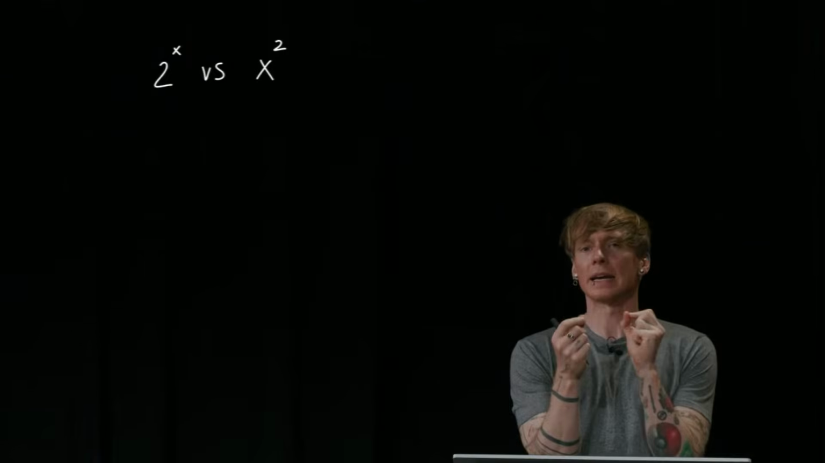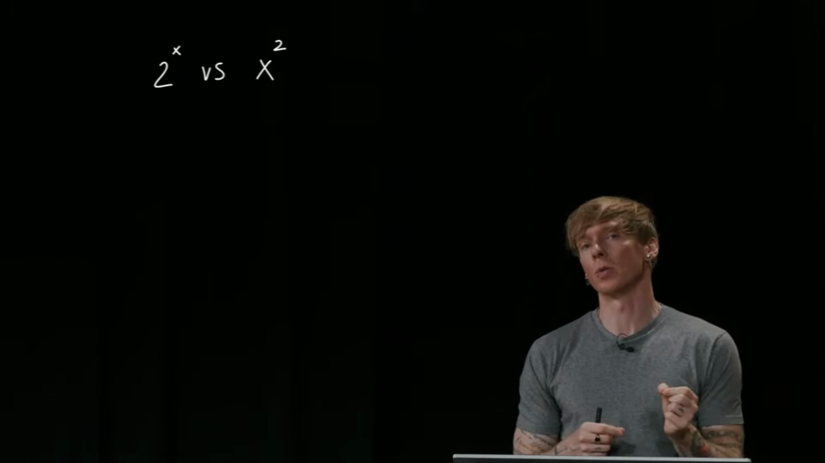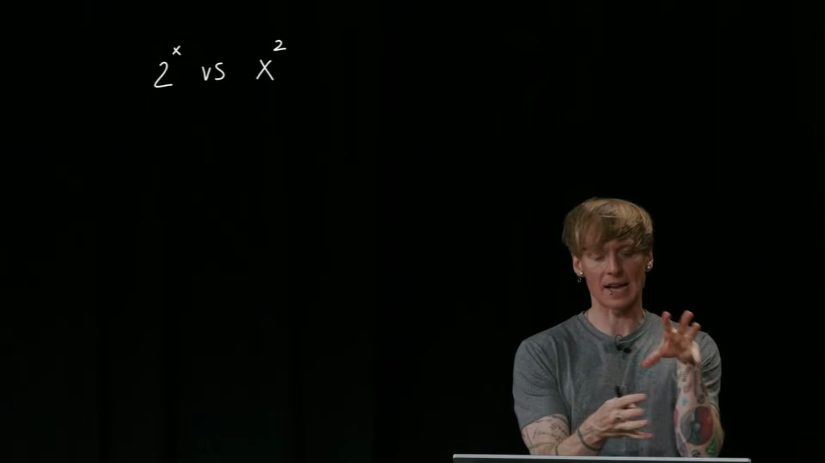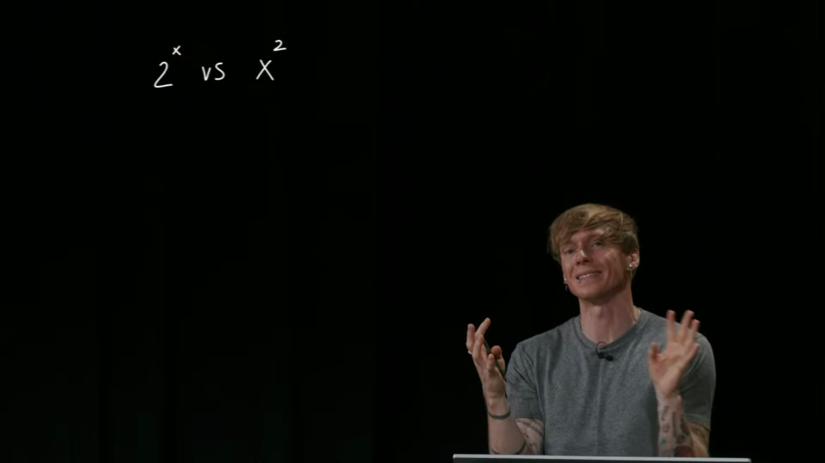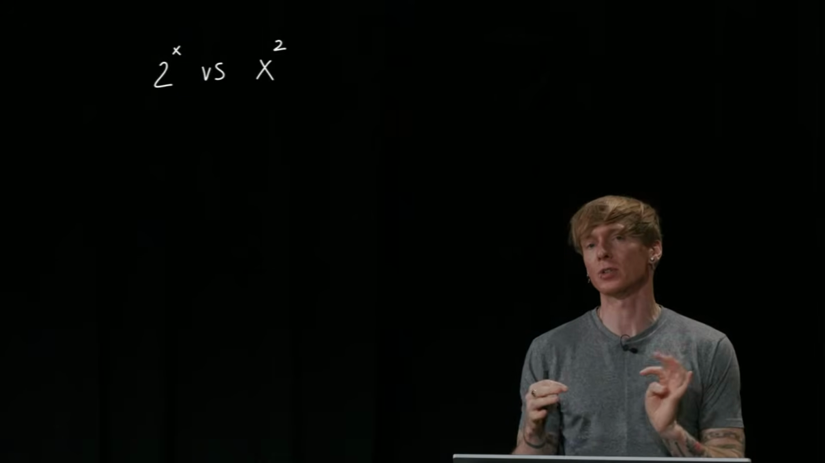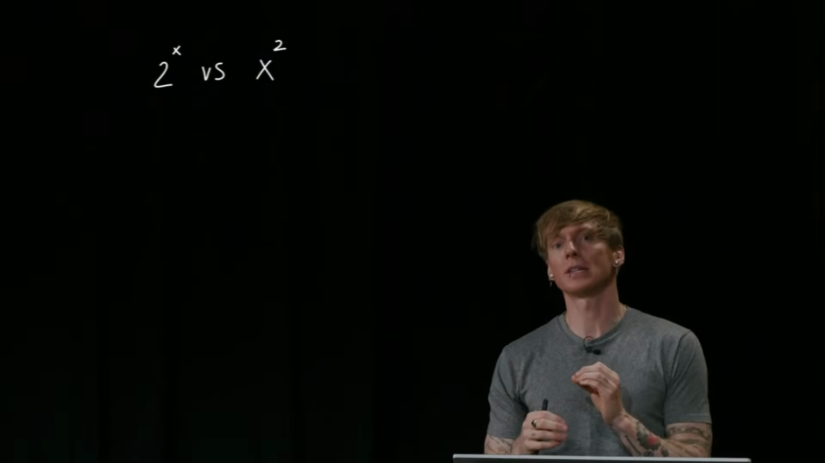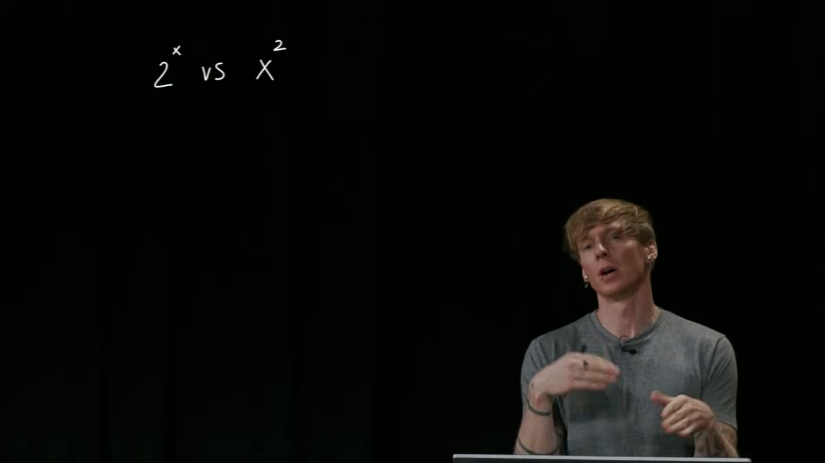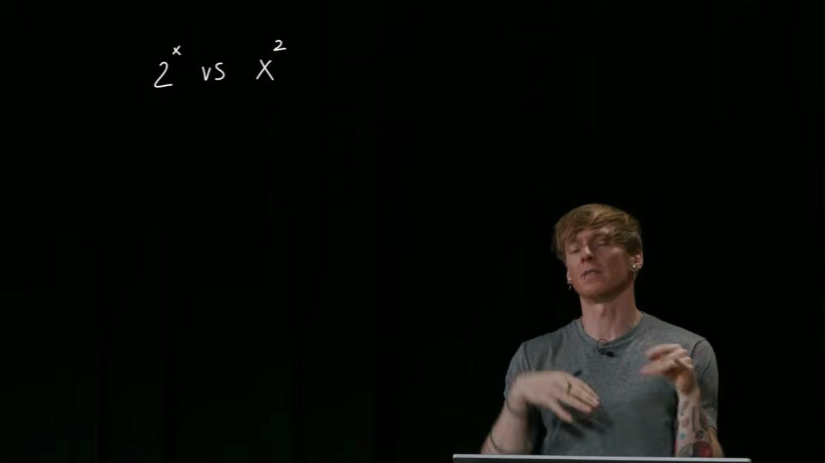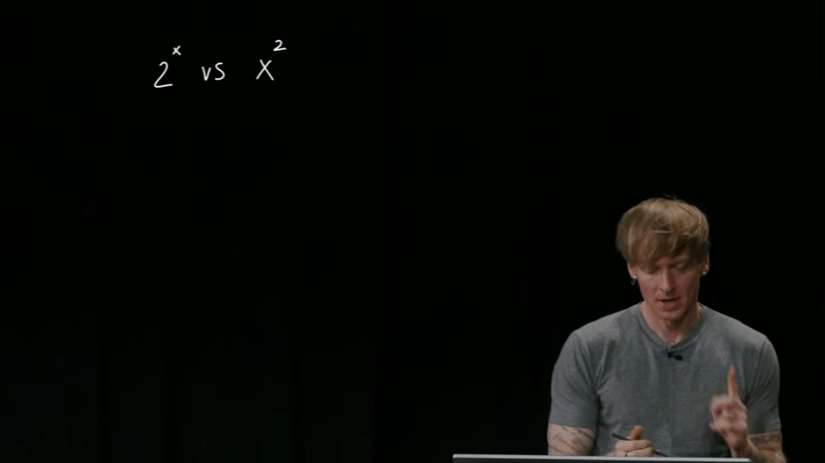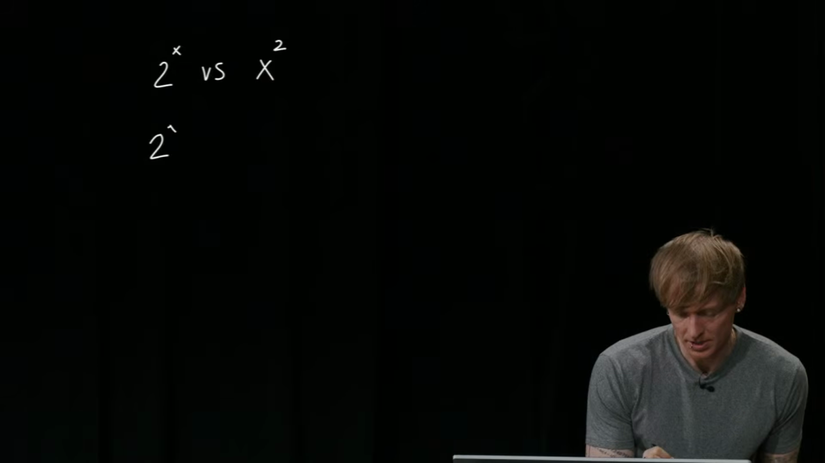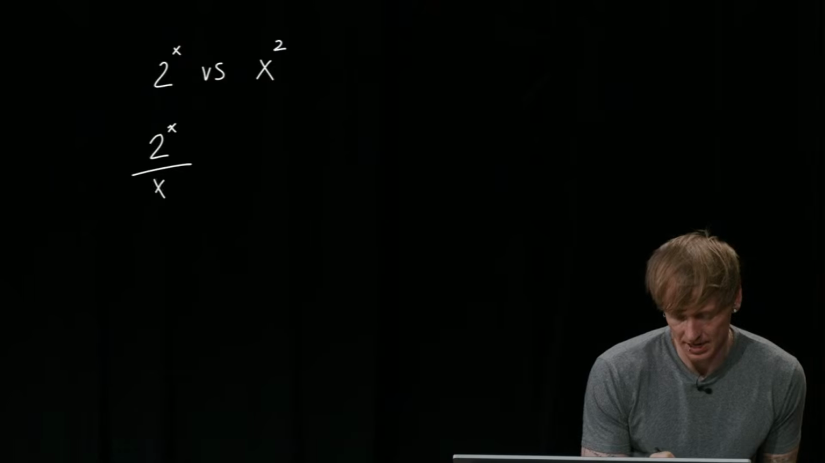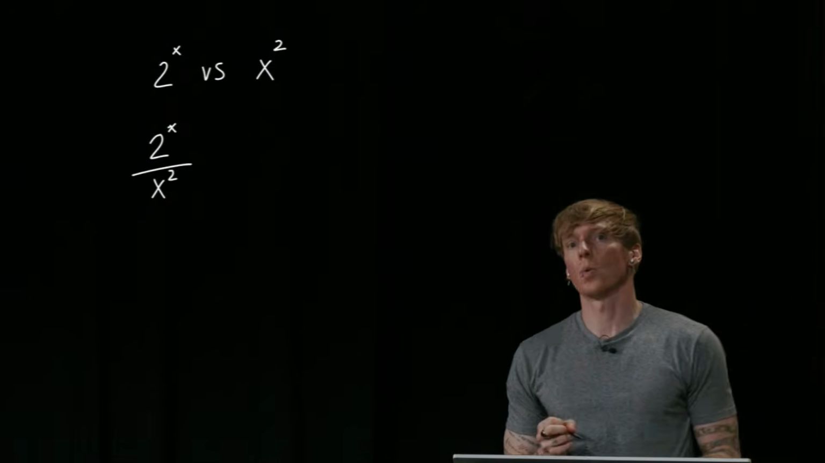But we now have an idea about how fast they go towards infinity. When we're asking which one is going to increase the fastest, or which one wins, thinking of it as a race between the two, a helpful way to do it is to consider their ratio. So you think about having one function divided by the other. Let's look at 2 to the x divided by x squared.